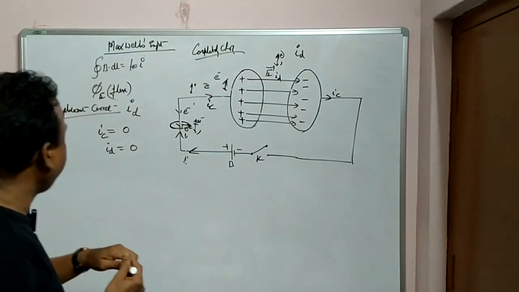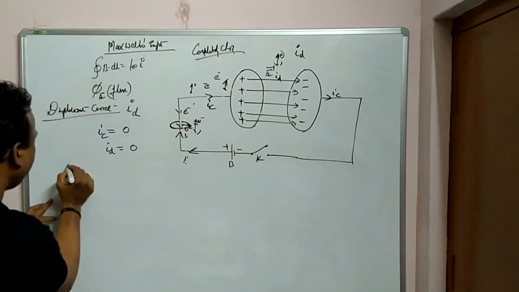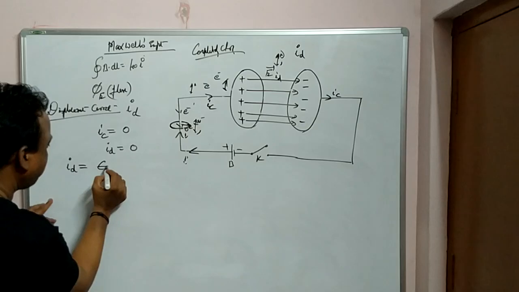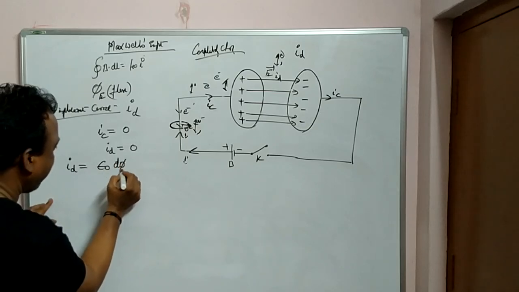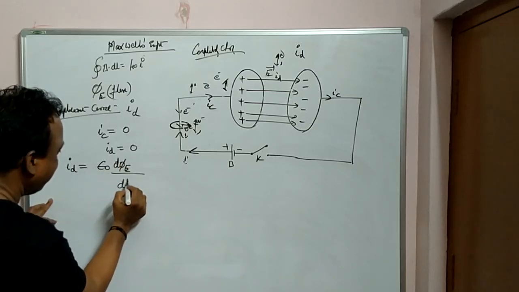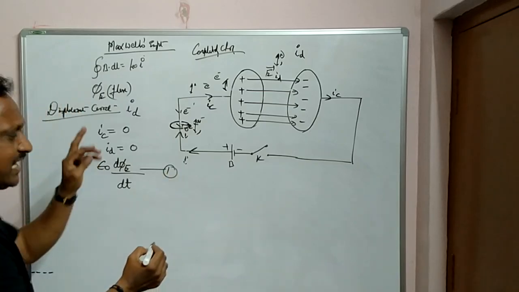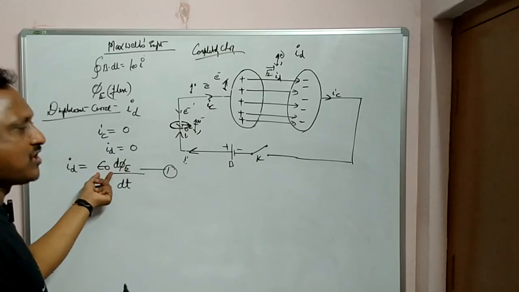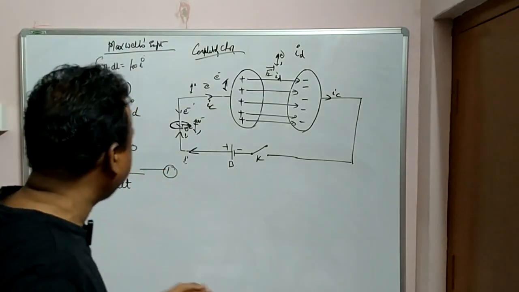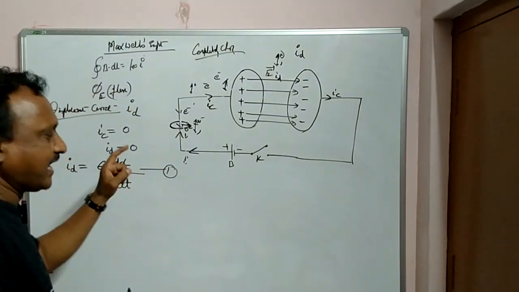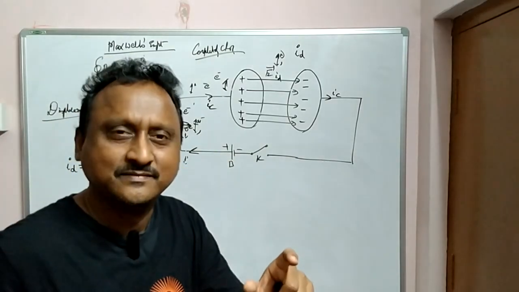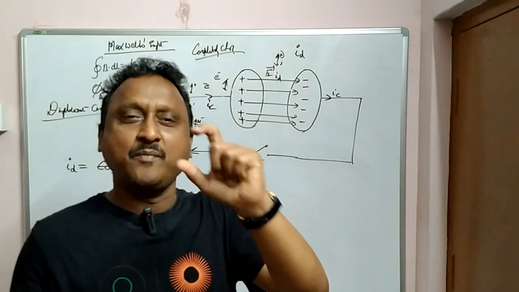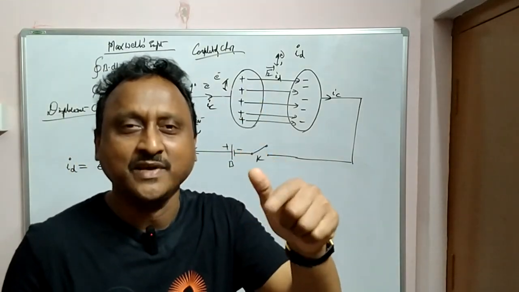Now, he has given an equation for ID, displacement current. Who? Maxwell, great scientist. So ID is given by epsilon naught d phi E by dt. This is the equation given by Sir Maxwell. Displacement current is equal to epsilon naught, permittivity of free space, d phi E by dt, rate of change of electrical flux. Now, he has changed the Ampere circuit law in his name, unified.